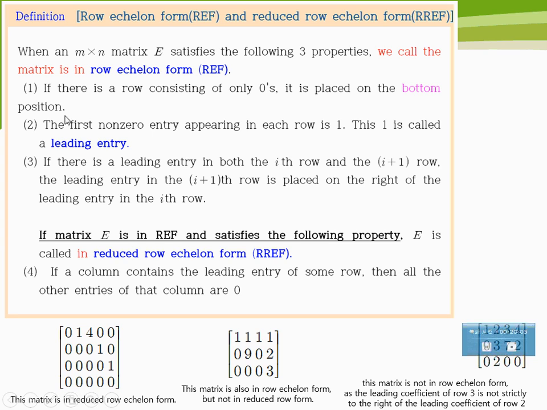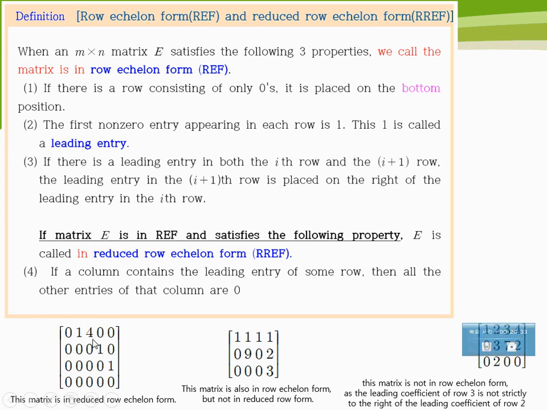Okay. Second, the first non-zero entry appearing in each row should be 1, like this. We call these leading entries. Leading entries are all 1. Third, if there is a leading entry in both the i-th row and the (i+1)-th row, then the leading entry in the (i+1)-th row is placed to the right of the leading entry in the i-th row.